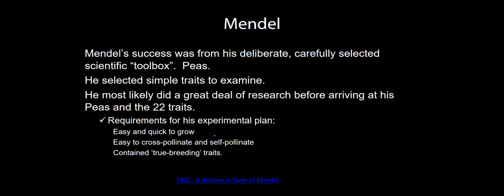Okay, now his success was from his deliberate, carefully selected scientific toolbox, his peas, Pisum sativum. He selected simple traits, and he most likely did a lot of research before arriving at his peas and the 22 traits. Okay, so the requirements for his experimental plan was the substance had to be quick and easy to grow. It had to be able to cross-pollinate and self-pollinate. We'll explain that in a bit. And it contains true breeding traits.